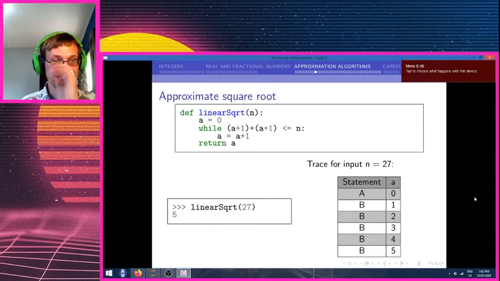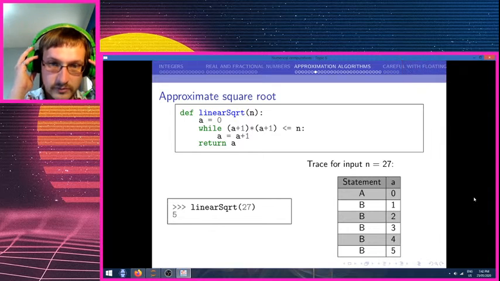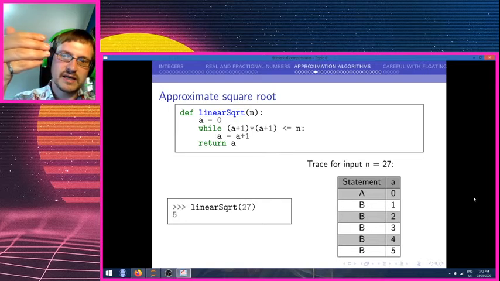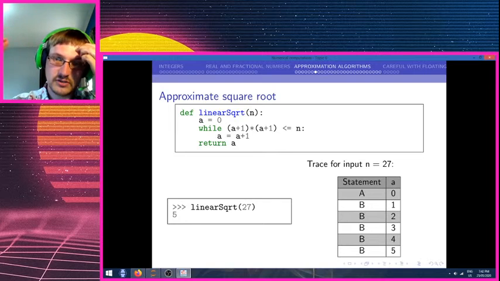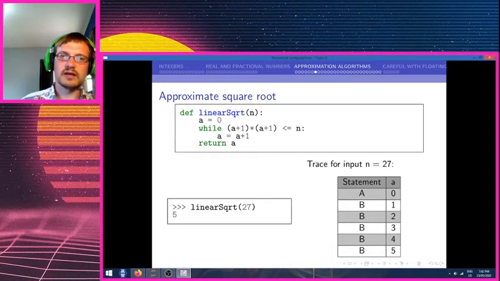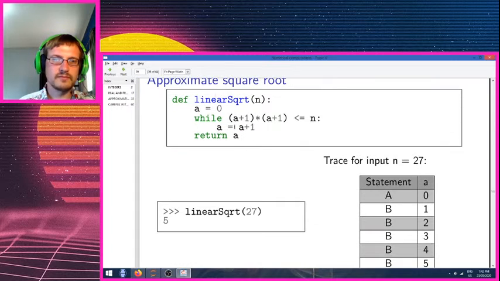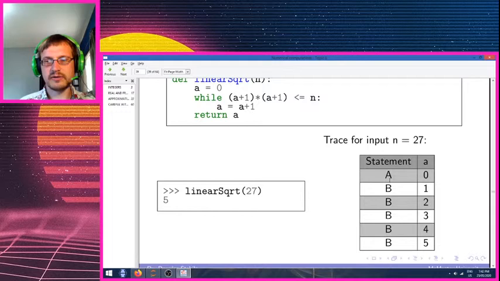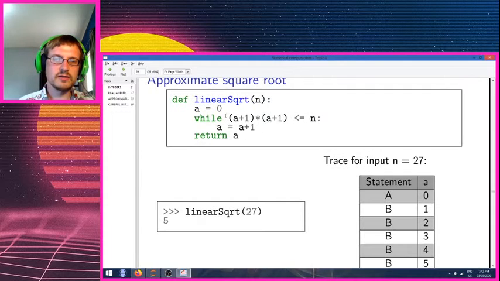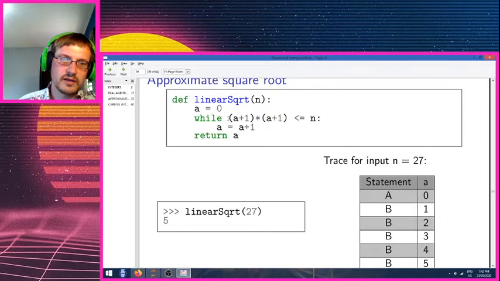So, we can also do the approximate linear square root. So, we can make a linear approximation of square root. Square root is actually a thing that takes time to calculate, right? So, for this algorithm, basically what we're doing is we're starting at 0, counting up, and we go until the square of a plus 1 is greater than n.